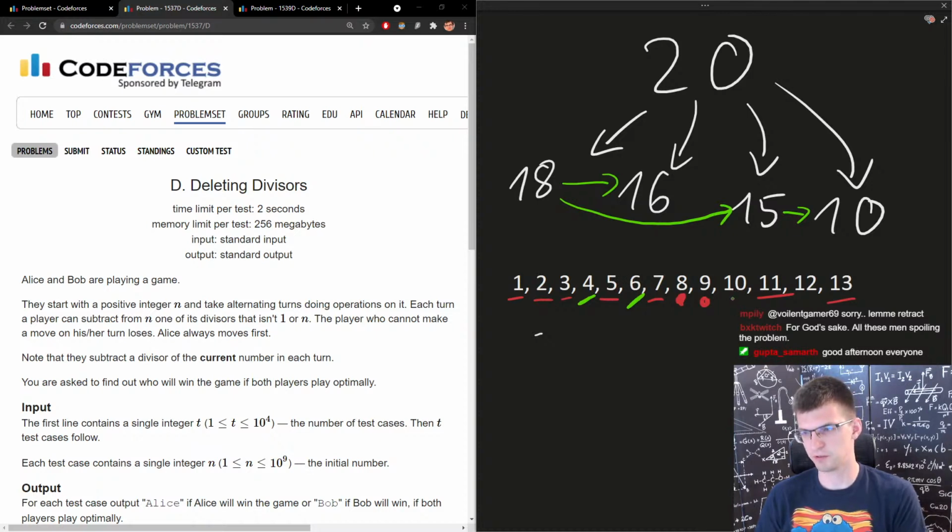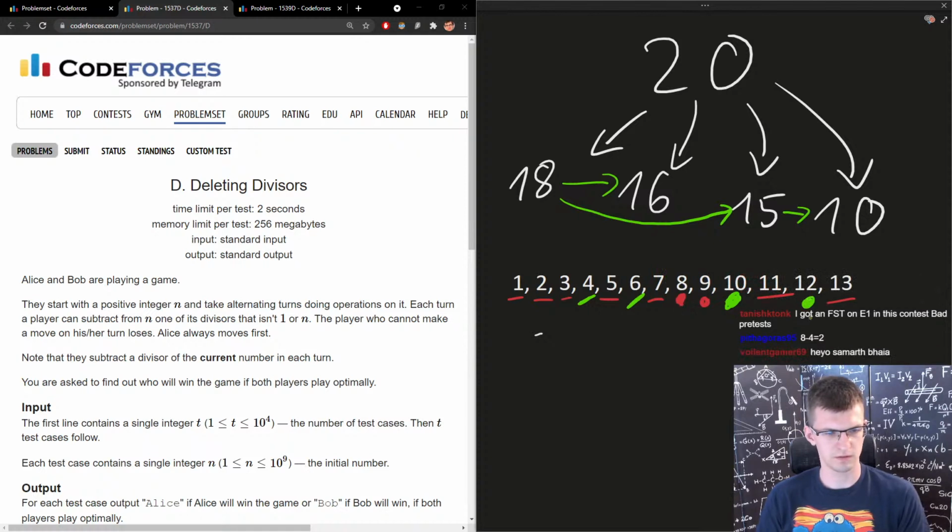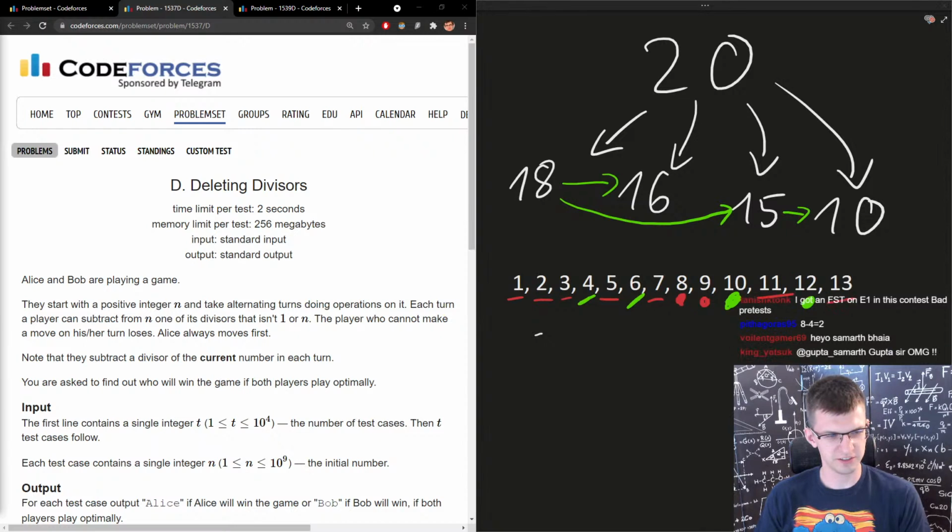Let me know if I made any mistake here. This is winning. 12 minus 2 minus 3, you can get to 9, and that's the only possibility how you can win. No, you can also get to 8. Eight minus 4 is equal to 2. What is happening?